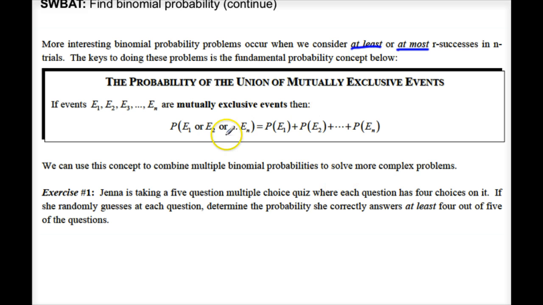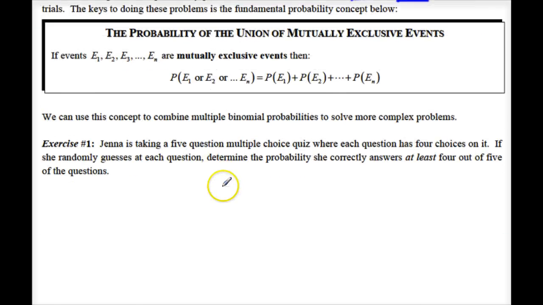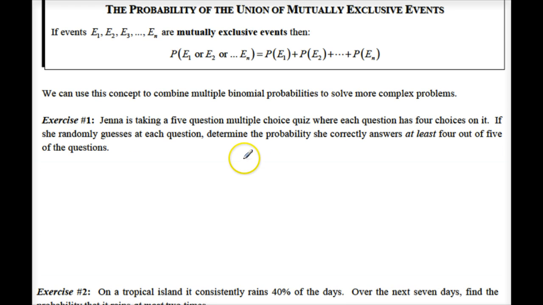Remember, we already saw this when we see the word or. In events, let's say event 1, 2, 3, and so on, that are mutually exclusive, it's the probability of event 1 or event 2 or so forth. And we know when we see the word or, it means the probability of event 1 plus the probability of event 2 and so forth. We can use this concept to combine multiple binomial probabilities to solve more complex problems. So let's look at exercise 1.